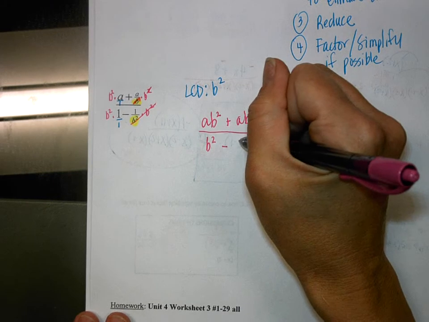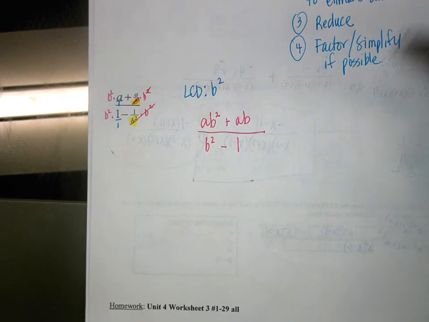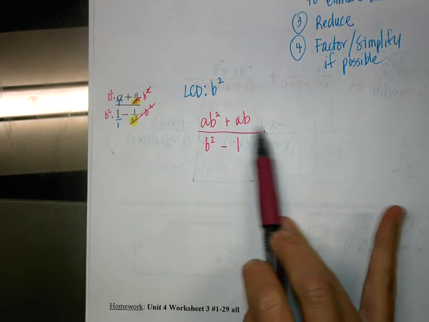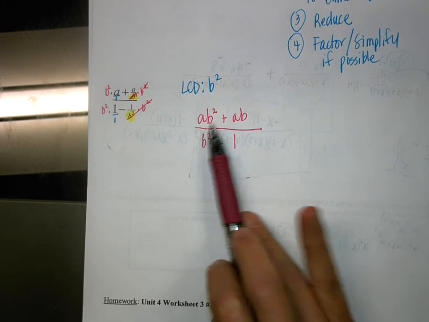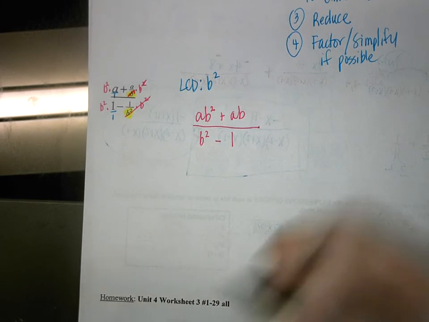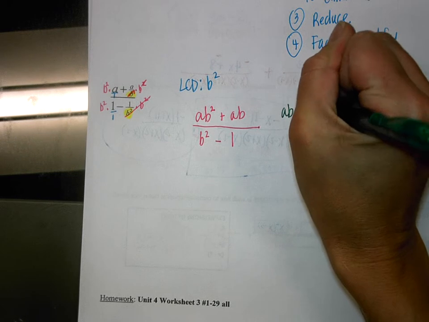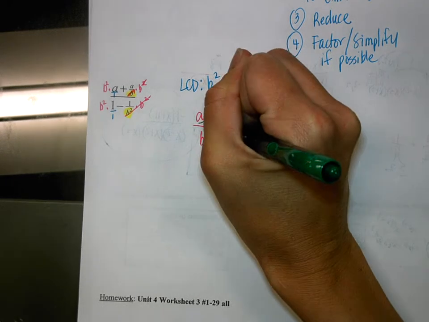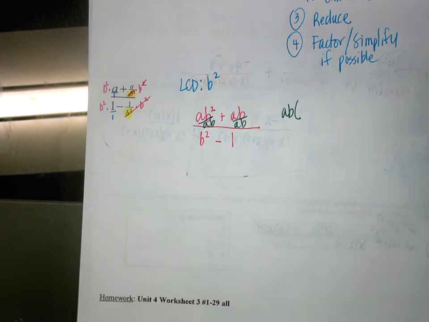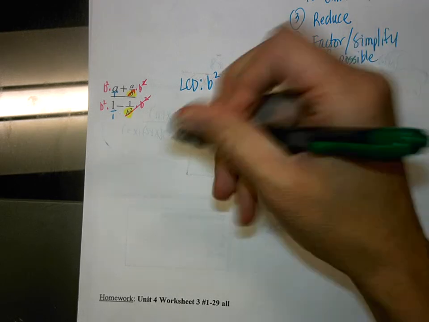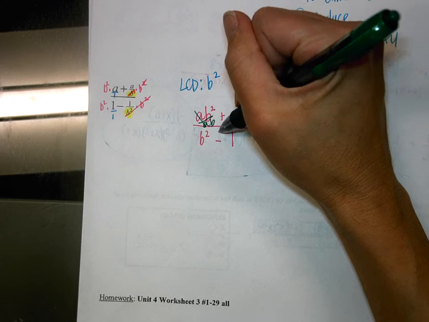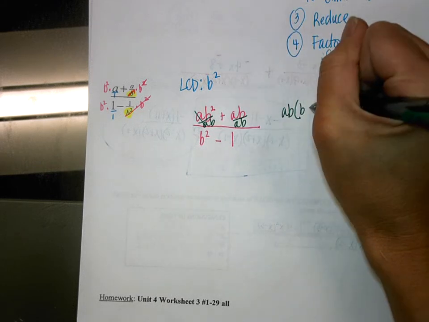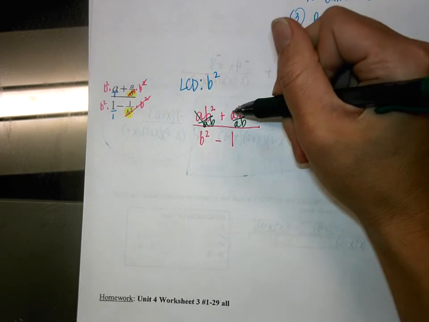Okay, so then it says factor and simplify if possible. Can I factor anything out here? Do they have anything in common? No. They have an A in common, and they also have a B. So I'm going to factor out AB, which means I'm dividing each of these by AB. For something like this, it might make more sense to see it like this. The A's cancel, and B squared divided by B is what? B. Plus, what happens here? Cancels out, and we're left with 1.